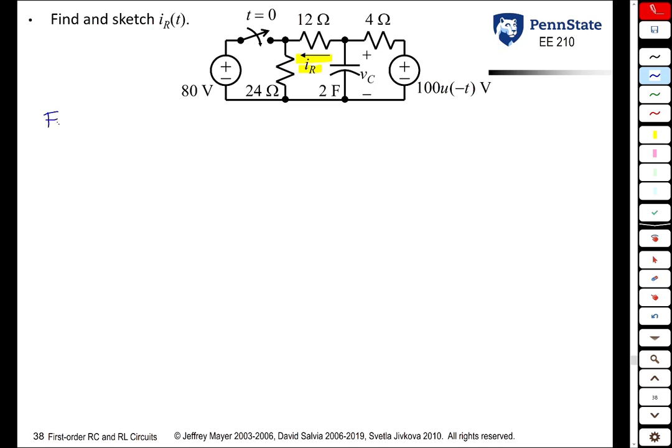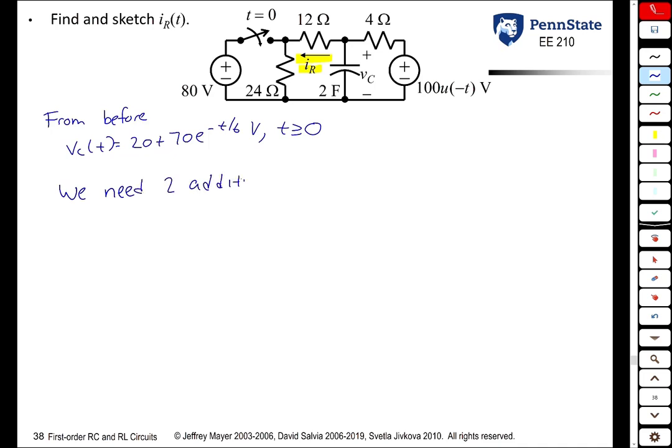From before, we know what Vc of t is. Vc of t is 20 plus 70 e to the minus t over 6 volts for t greater than or equal to 0. We actually will need to use this result in solving for IR, as we will see now. To solve for IR of t, we only need two additional pieces of information.